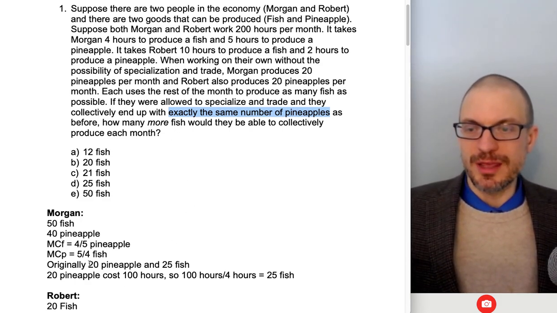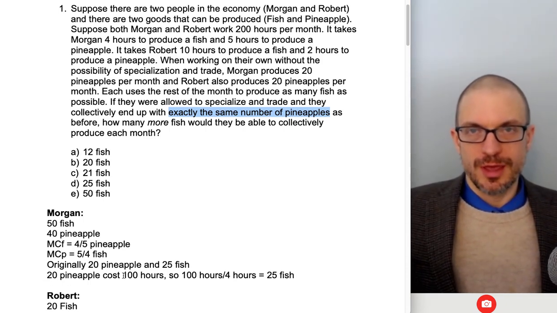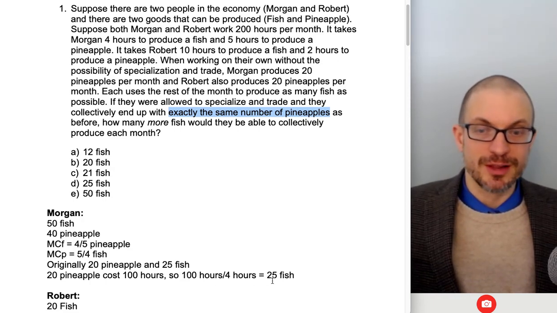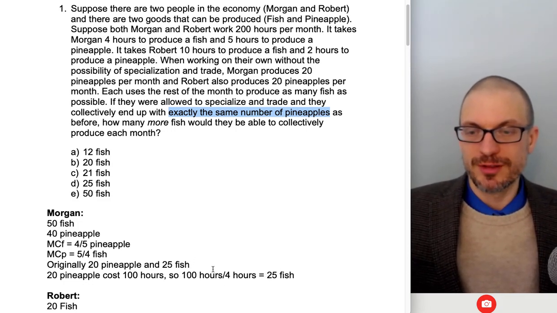So we want to figure out how much time these 20 pineapple cost Morgan. Well, there's 200 hours total, 4 hours per fish, 5 hours per pineapple. We got 20 pineapple, which tells us those 20 pineapple cost Morgan 100 hours. And therefore, Morgan only had 100 hours left over with which to make fish, but that allowed Morgan to produce 25 fish, because 100 divided by 4 is 25.